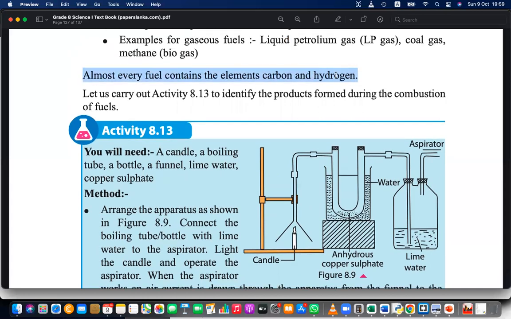If there's hydrogen, that will produce water most of the time, H2O. If there's carbon, it will produce carbon dioxide, because these elements will react with oxygen.